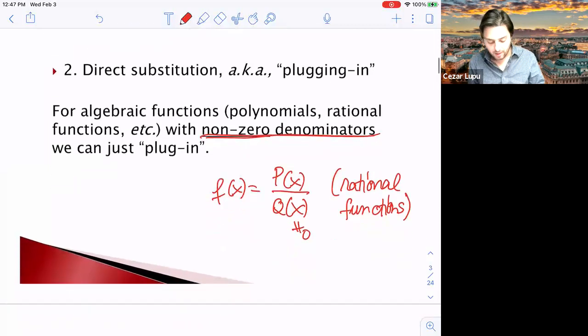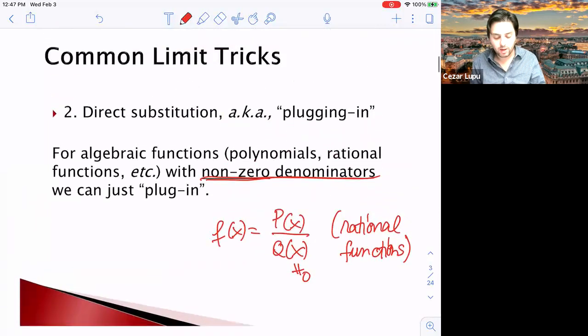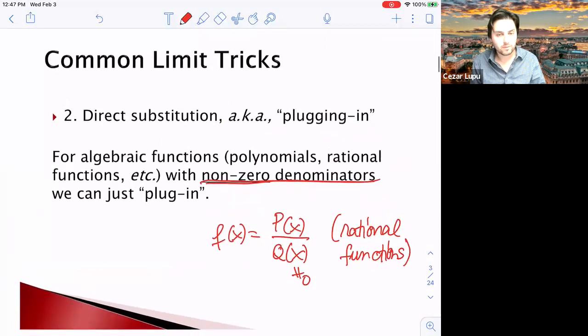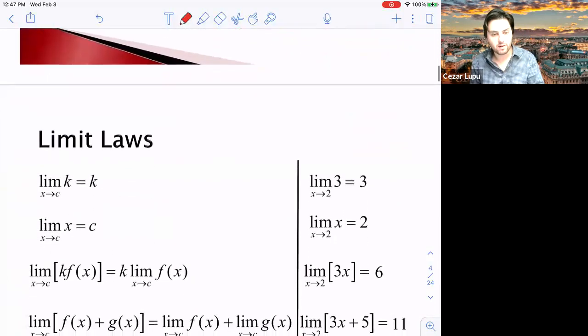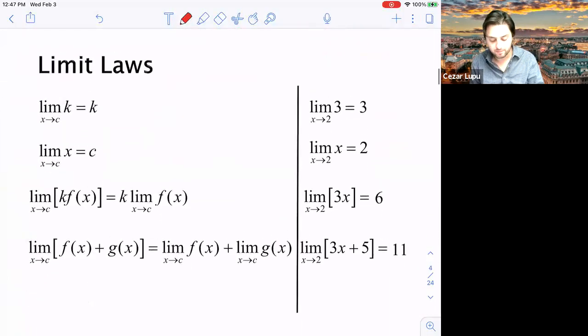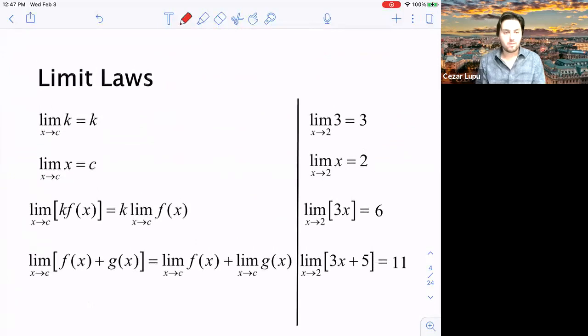Okay. And now before we go, I would like to say a few things about the limit laws. What kind of limits do we have? And of course, if you look at the limit laws, for example, the first one, you have a constant there. So k is a constant.